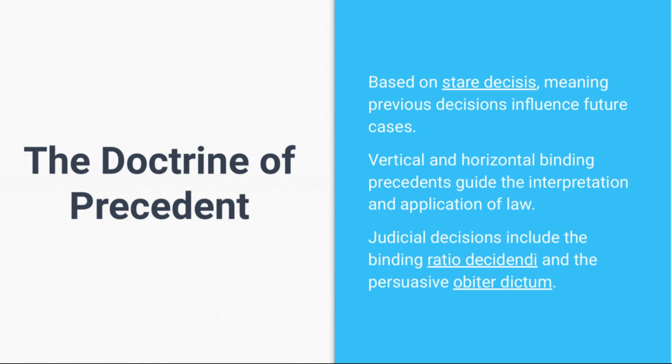Judicial decisions contain two main elements: the binding ratio decidendi and the persuasive obiter dictum. The ratio decidendi is the legal principle or rule binding in future cases. The obiter dictum consists of additional observations or comments made by a judge that, while persuasive, are not binding.